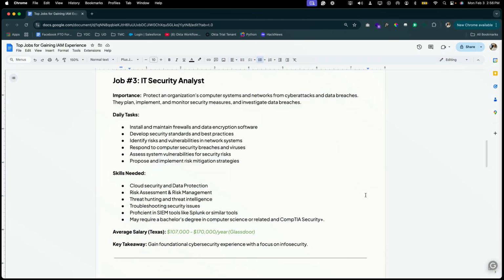Job number three is the IT security analyst, which in some cases is considered the InfoSec analyst as well.